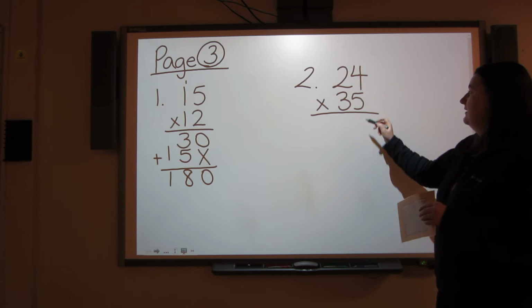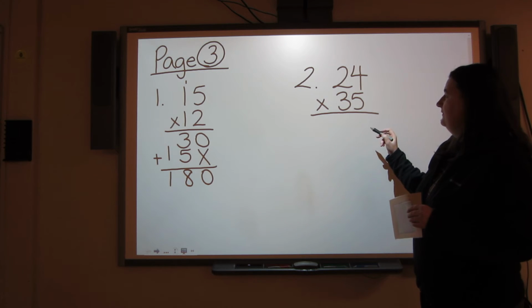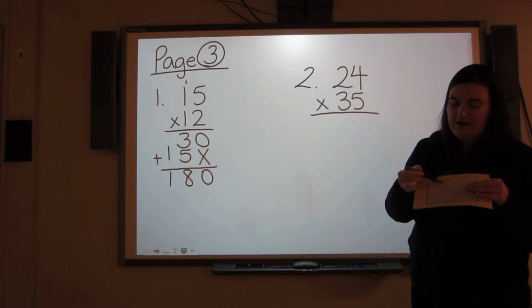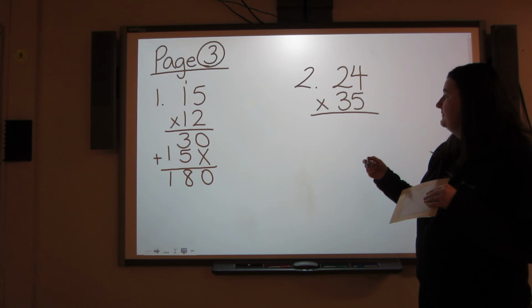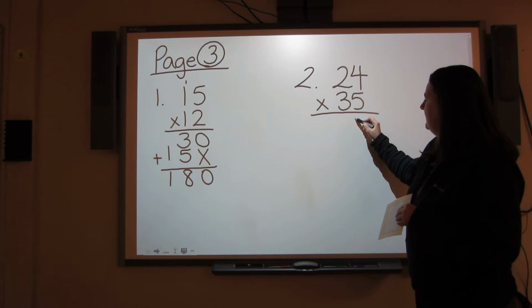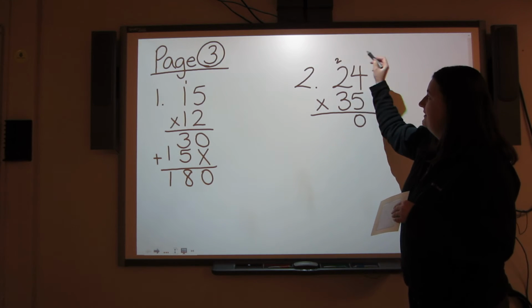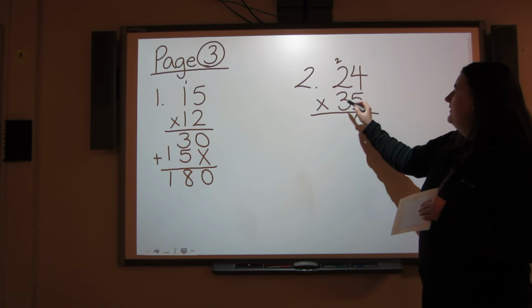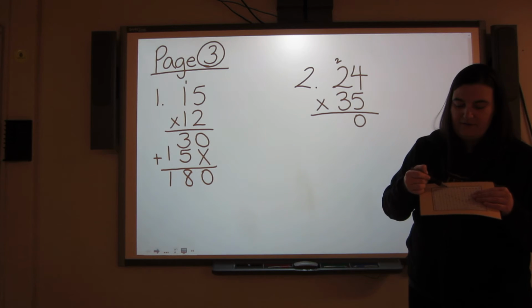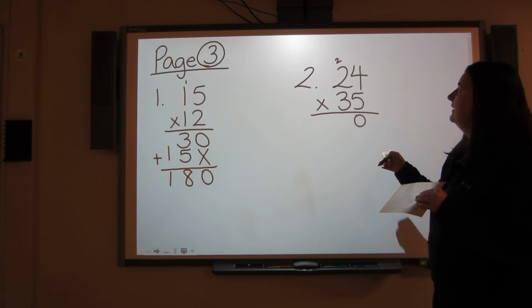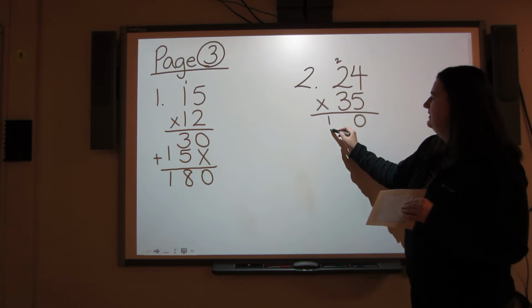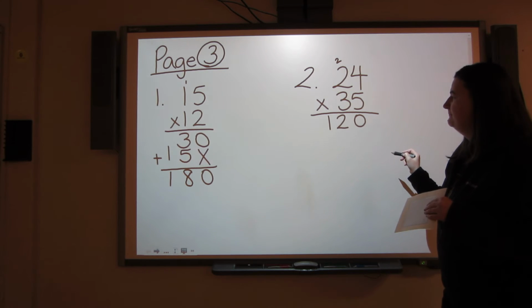5 times 4, if you look down your 5s till you get to the 4, 5 times 4 is 20. And so I put my 0 and carry my 2. 5 times 2, if I look down my 5s till I get to the 2, I see that 5 times 2 is 10. Plus the 2 that I carried is 12.